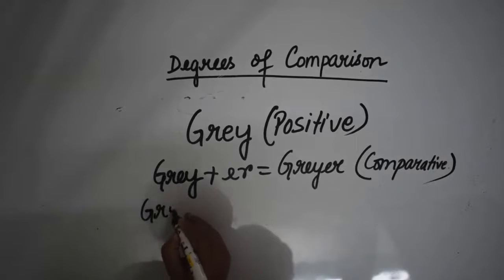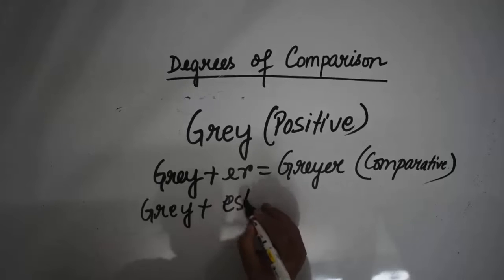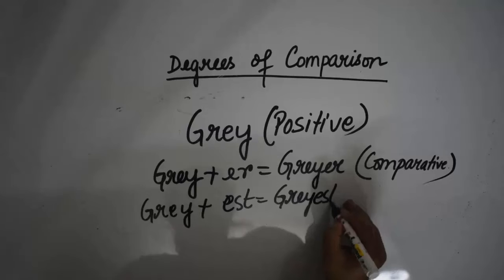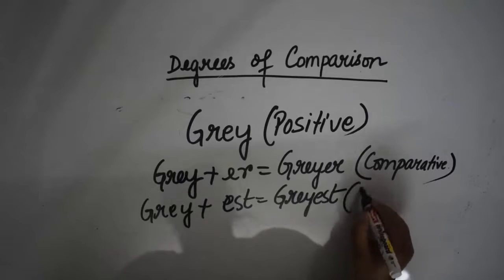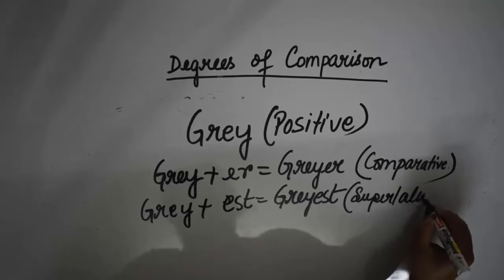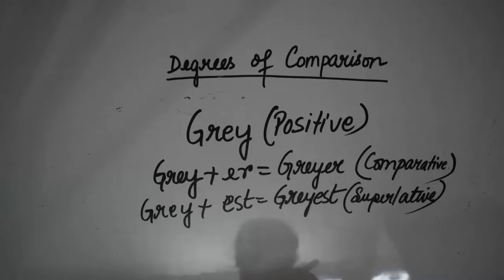And you are simply adding EST to turn it into greyest, which is the superlative form of the word grey. Clear? Okay.